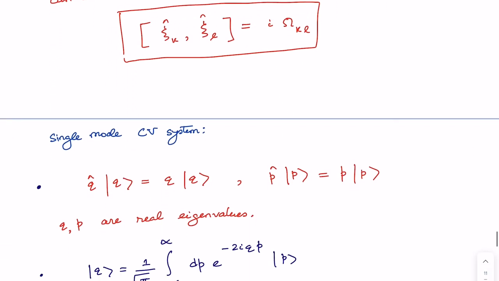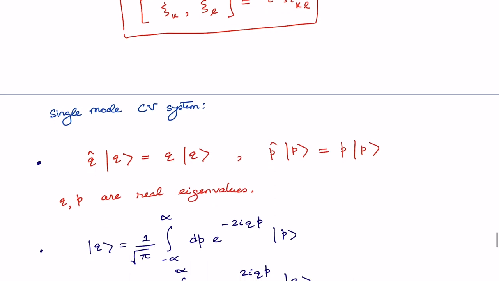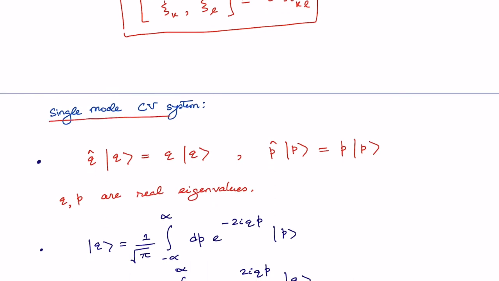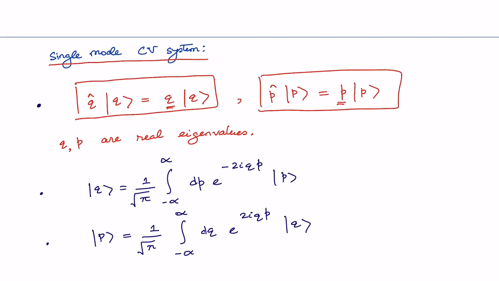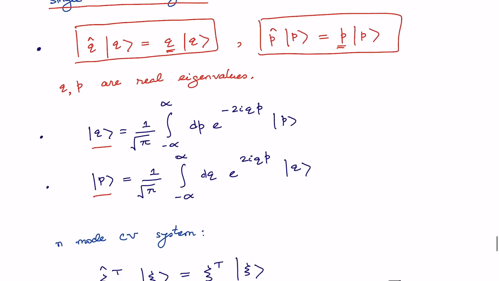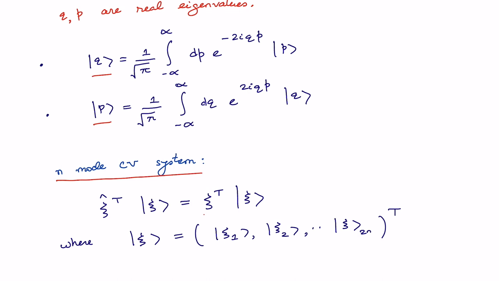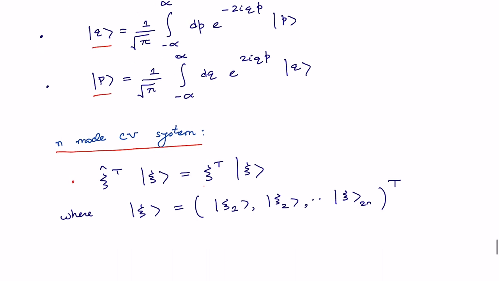In the context of continuous variable systems, the single mode position and momentum quadrature operators satisfy the eigenvalue equation like this, where q and p are real values, and the eigenstates |q⟩ and |p⟩ are related to each other via Fourier transform. This can be extended to n mode continuous variable system. In terms of our usual notation, we can write down the eigenvalue equation like this, where these ξ's are eigenvalues. Now we'll discuss one important class of continuous variable quantum states called Gaussian states.